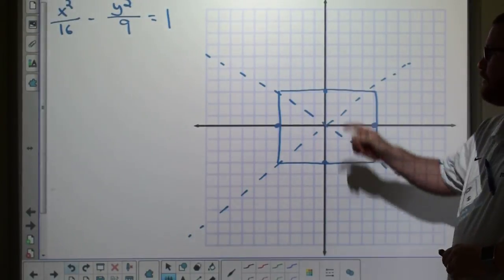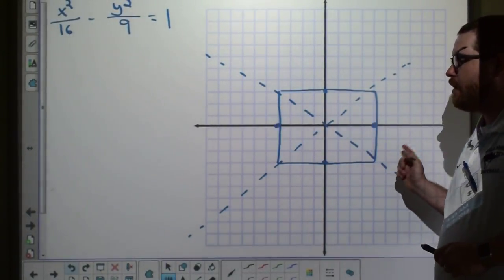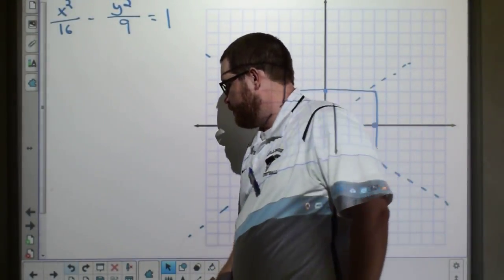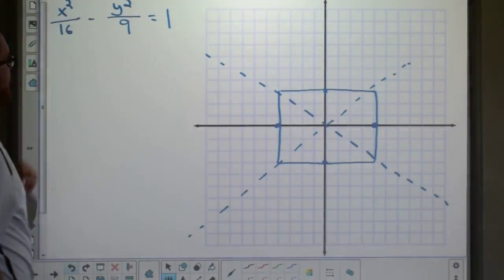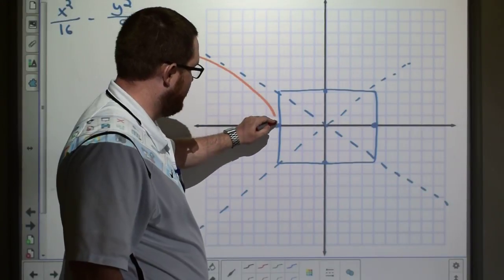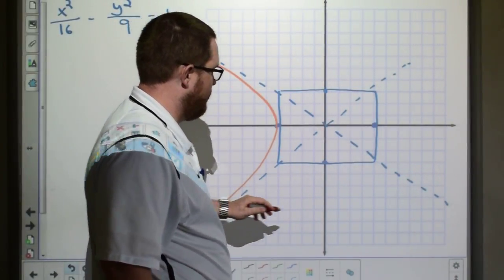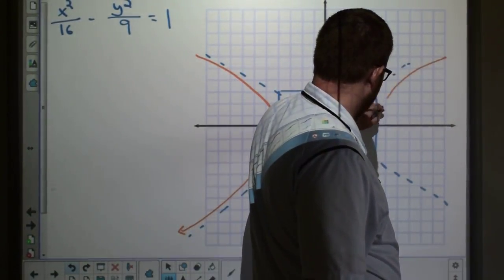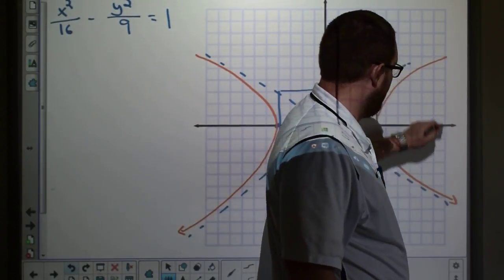So the question is, is it top and bottom or is it left and right? You always use whatever letter is in front. It's x, so it's going to be left and right. Come along this asymptote at this point, go back out. Come along this asymptote at this point, go back out.